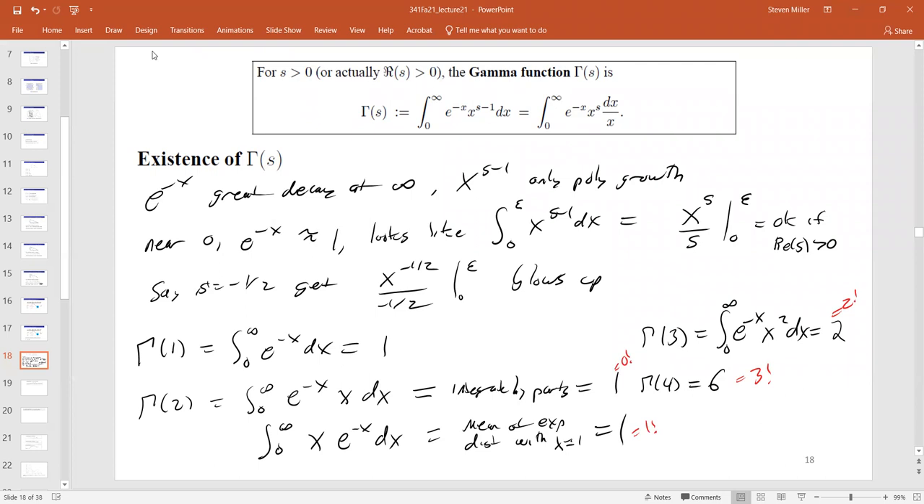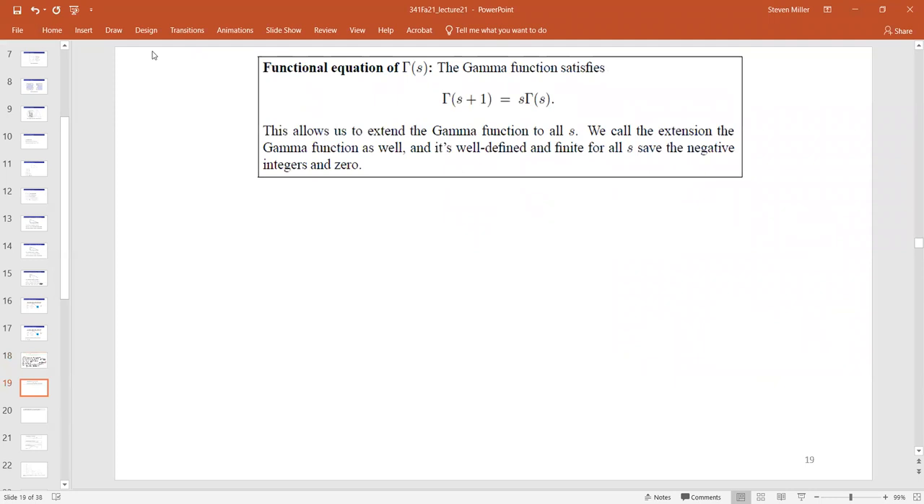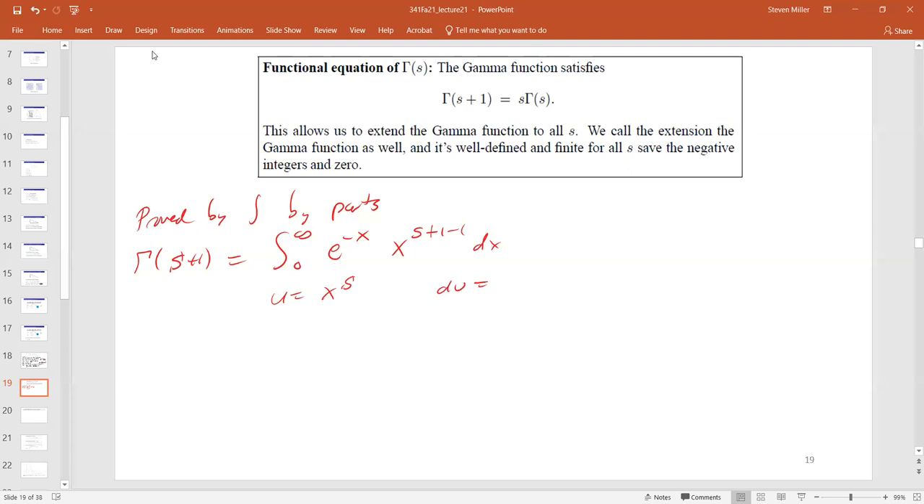I'm sorry? That's the S minus 1. And so you can actually prove by integrating by parts that gamma of S plus 1 is S gamma of S. So this is proved by integrating by parts. So gamma of S plus 1 is the integral from 0 to infinity of e to the negative x, x to the S plus 1 minus 1 dx. And so you would let u equal x to the S, dv equal e to the negative x dx, du is S x to the S minus 1, v is negative e to the negative x.